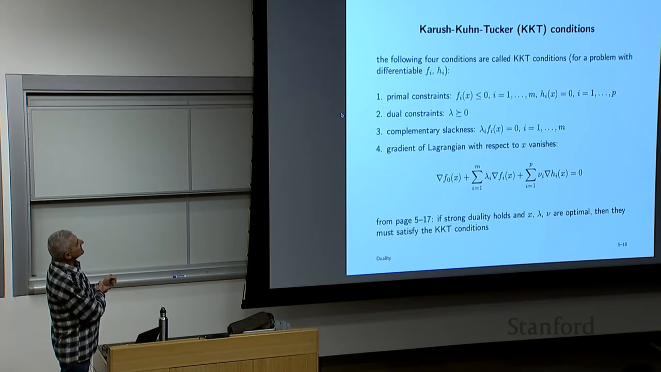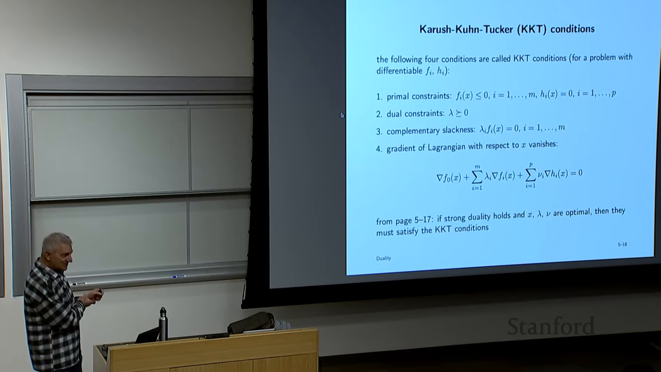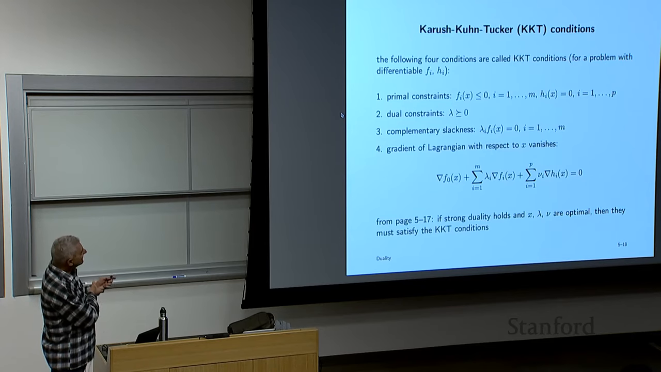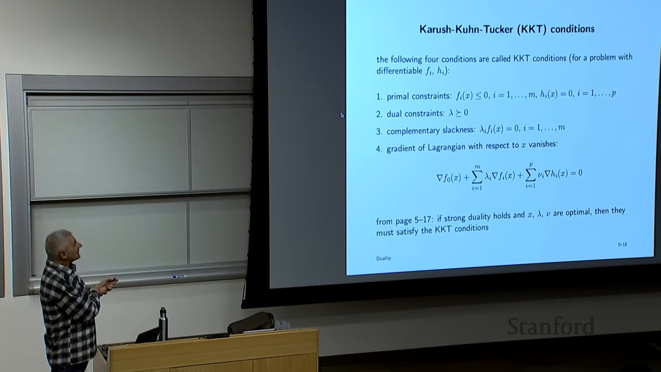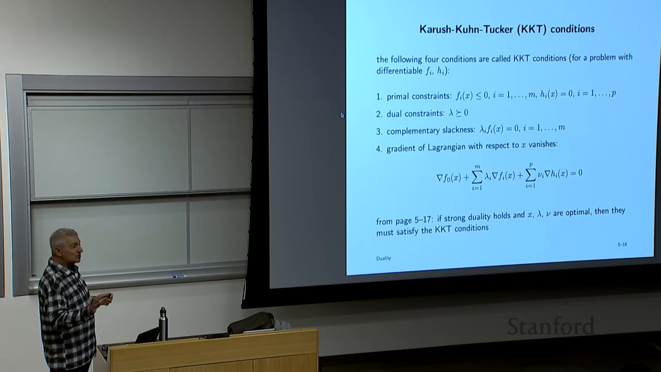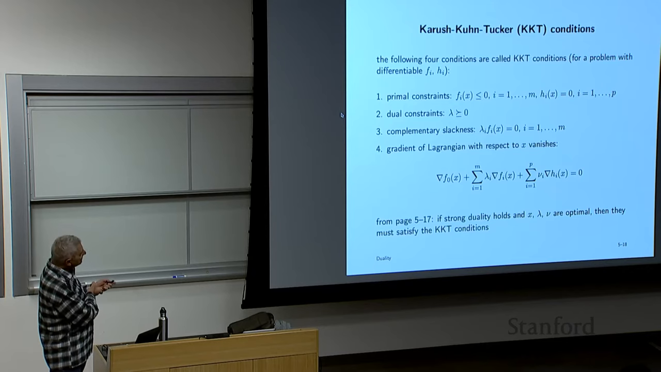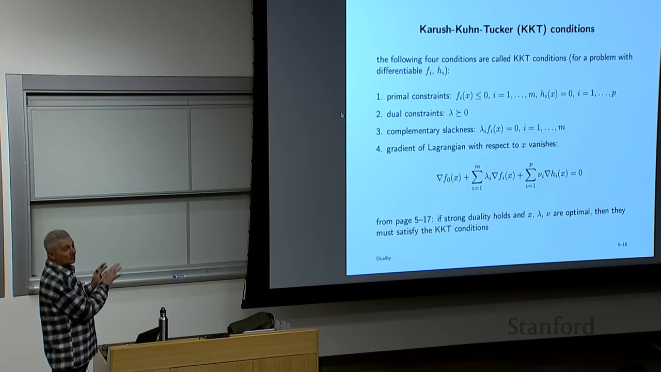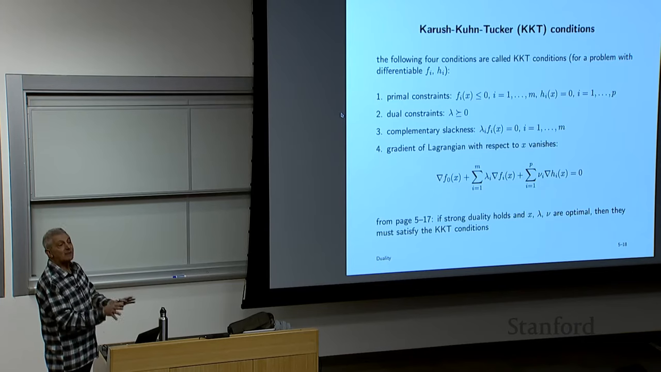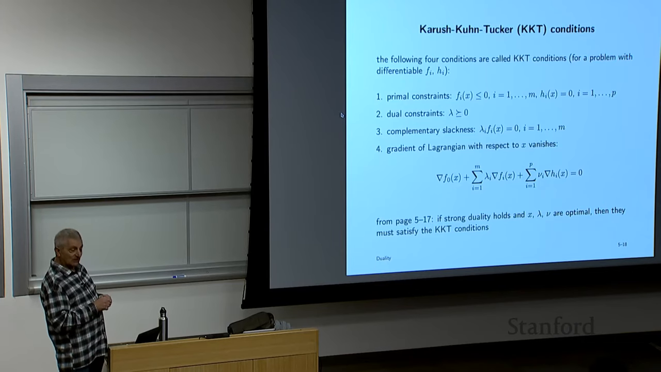Okay, so here they are. These are the KKT conditions. This is a problem with differentiable functions here. Normally they're extended to non-differentiable ones, but that doesn't matter. And these are going to end up being conditions that, for convex problems, are actually the optimality conditions. But in general, here they are.